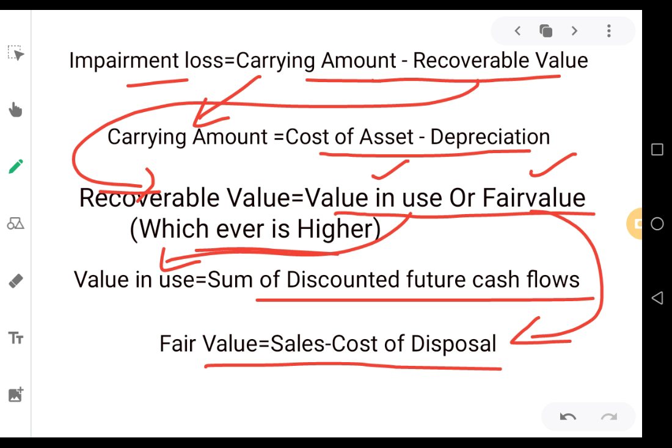And what is value in use? Value in use is the total of present values of future cash flows generated from that asset. And fair value is the selling value of the asset, sales value of the asset minus cost of disposal. Cost of disposal is nothing but the expenses incurred for selling an asset. Now, after understanding these concepts, let us proceed further to work out a problem.